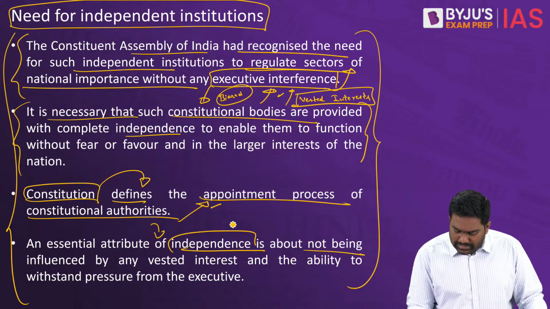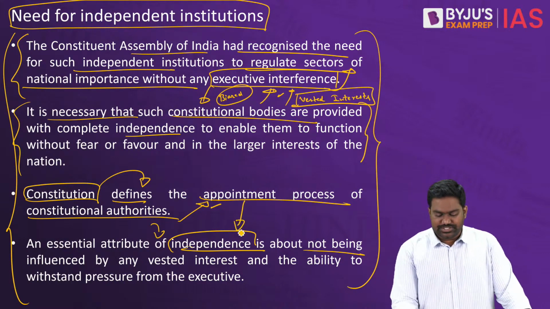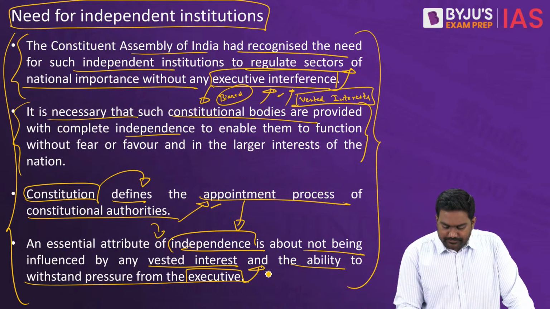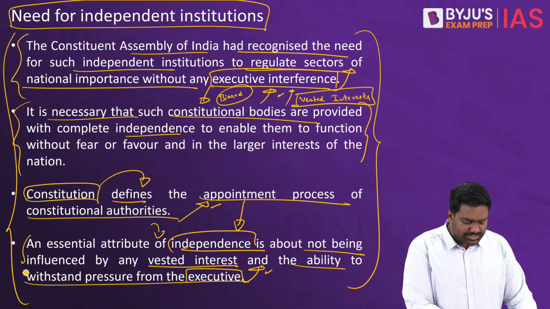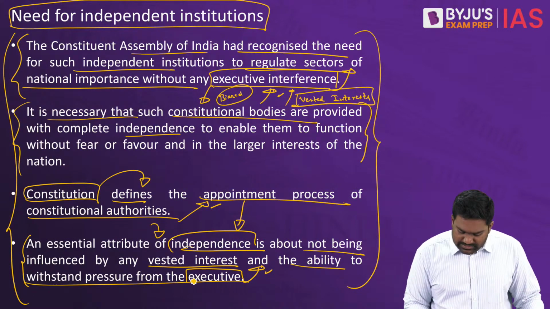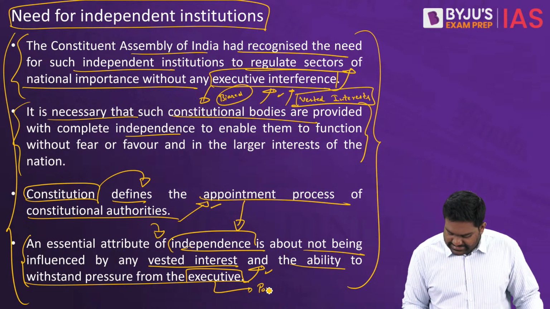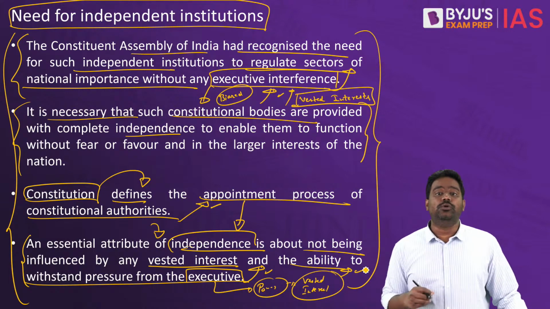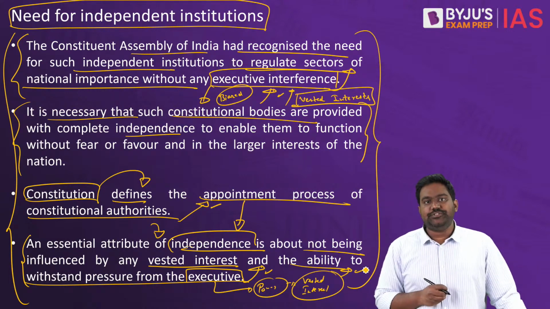But the eventual independence of these authorities and institutions, it all lies in the hands of the executive. Many of these institutions, eventually, they come under the powers of the executive, they come under the influence of the executive in some way or the other. So this vested interest is what raises concerns with regard to the independent functioning of these bodies.